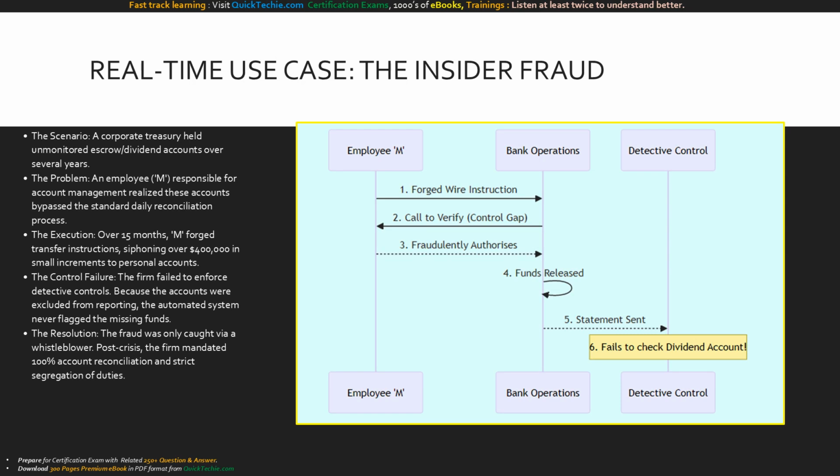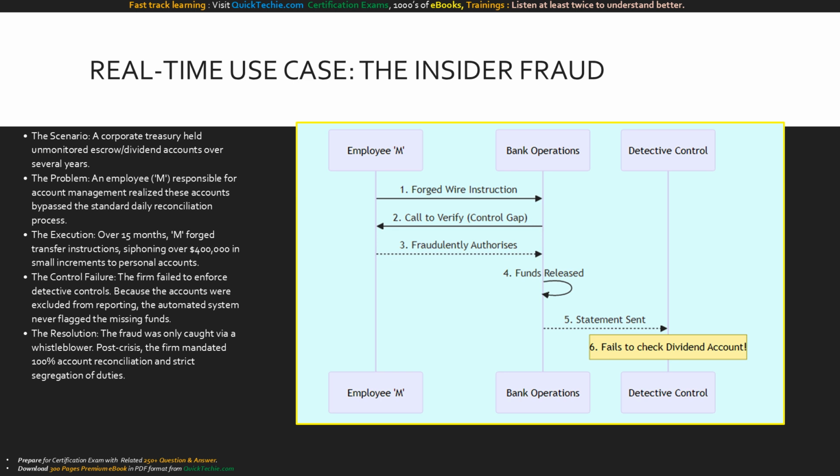Let's examine a real-world, highly critical use case known as the insider fraud. Imagine a centralized treasury that managed escrow accounts for unredeemed dividends. The problem: the employee in charge of these accounts, let's call him M, realized that these specific accounts were excluded from the daily detective reconciliation process. Seeing the loophole, M executed a series of forged funds transfers over 15 months, siphoning off more than $400,000 in small, undetectable increments. The bank called to verify a transaction once, but because M was the designated account contact, he simply authorized his own fraud.